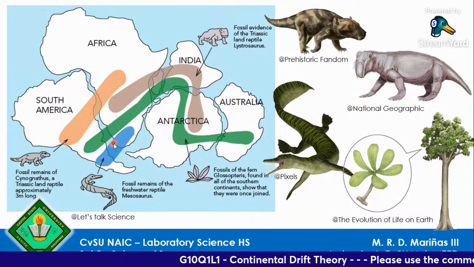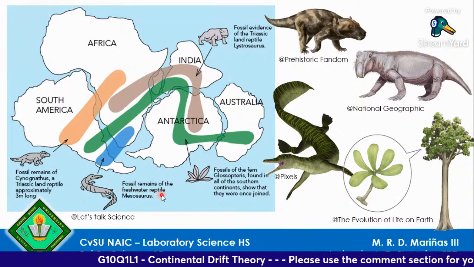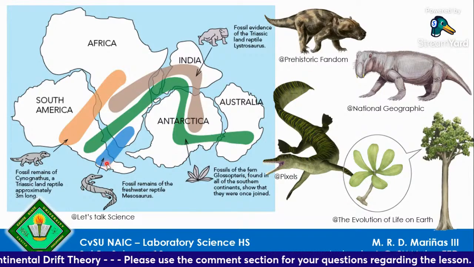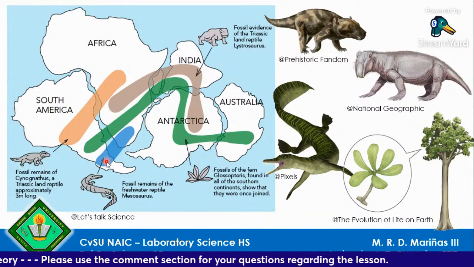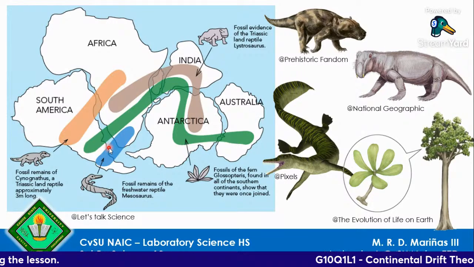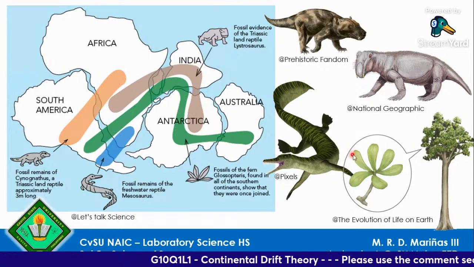The blue one here are fossils of a freshwater reptile called Mesosaurus. So we have here a picture of Mesosaurus, and they're found near Patagonia sa may southern tip ng ating South America at sa southern portion ng ating continent ng Africa. So dito naman natagpuan yung mga fossils na yan. They're aquatic fish-catching reptiles.